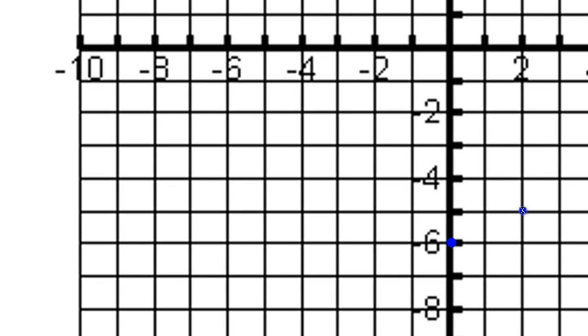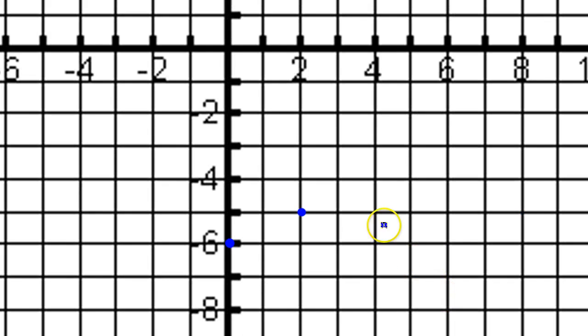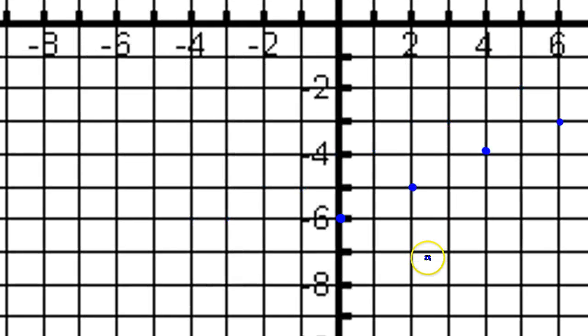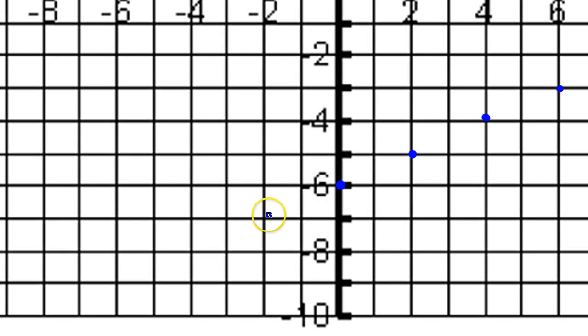So up 1, right 2. And I will do that over and over again. Up 1, right 2, up 1, right 2, up 1, right 2. And I will do the same thing going to the left. I will go down 1, back 2, down 1, back 2, down 1, back 2, down 1, back 2. So these blue dots are showing us what the top function looks like.